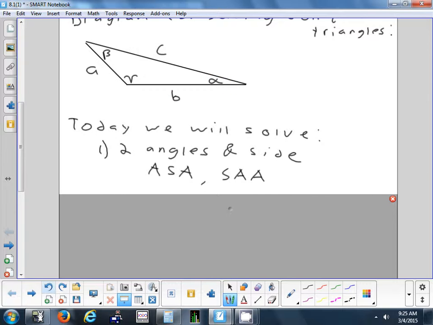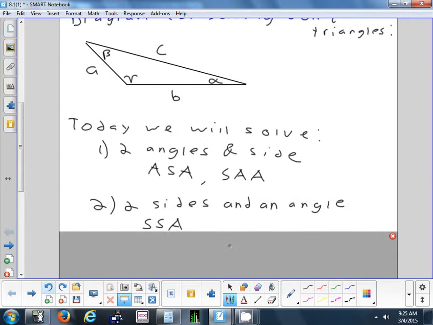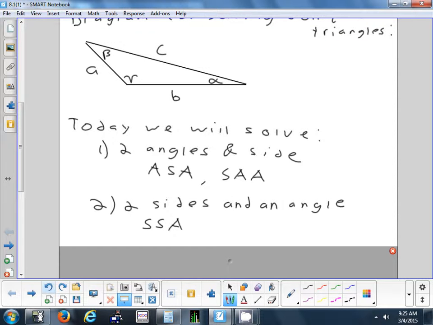So that's the types with 2 angles. We already talked about 3 angles. You'll never have that. I can just do 1 angle. I can do side, side, angle. That would be side, side, and now pick an angle that's not between the 2 sides, like alpha. It's 2 sides and an angle. If I did A, gamma, and B, that would be side, angle, side.